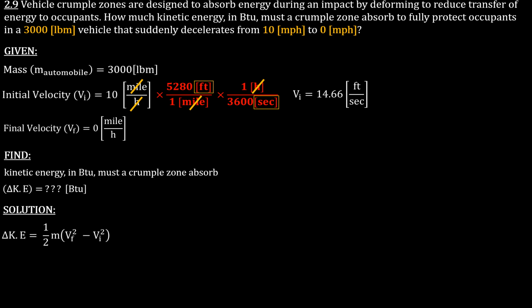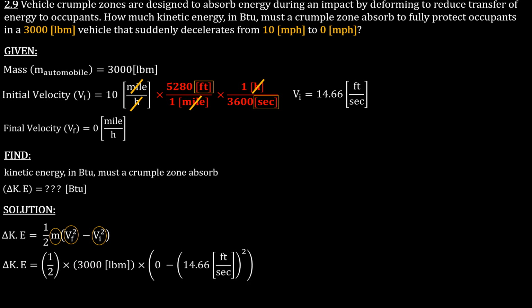So for the solution, we will use the kinetic energy equation, 1/2 mv squared. We know the mass, we are given the final velocity, and we are given the initial velocity. When you plug the given values into the kinetic energy equation and into your calculator, you will be given this value. And as you can see, the value is negative, which means that when the impact happened, the automobile transferred its kinetic energy to the crumple zone, and that's what the crumple zone needs to absorb.